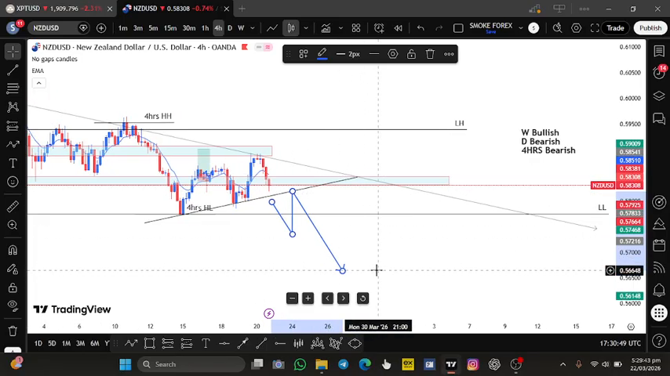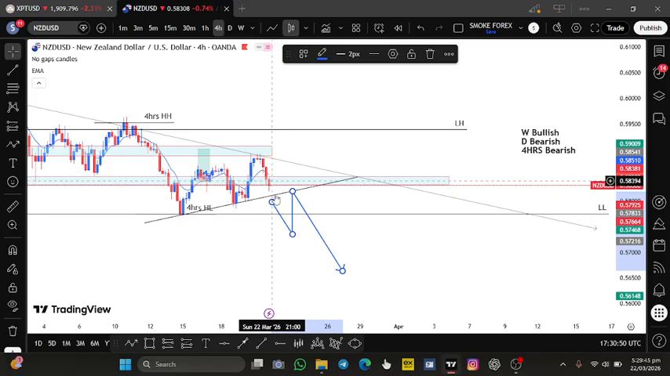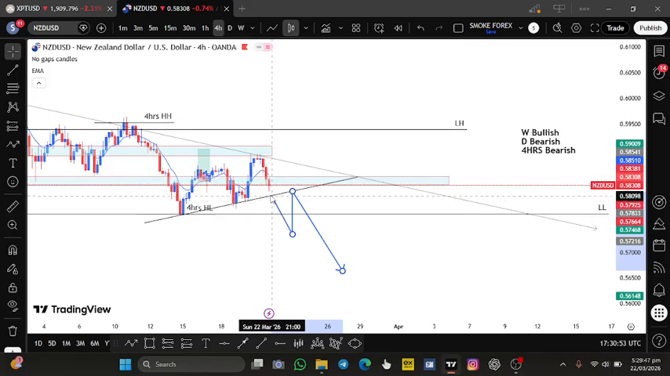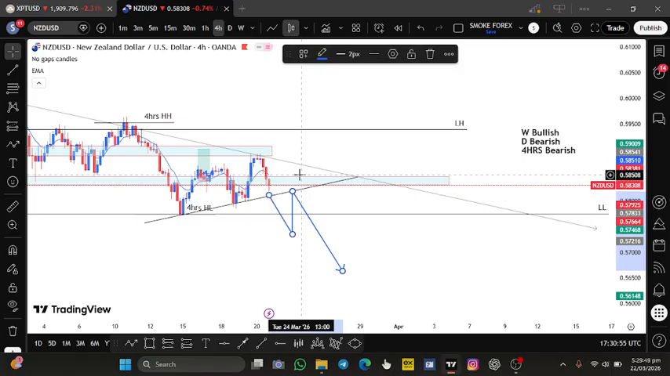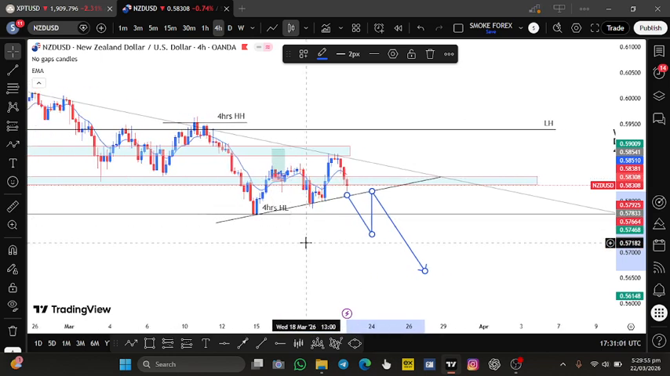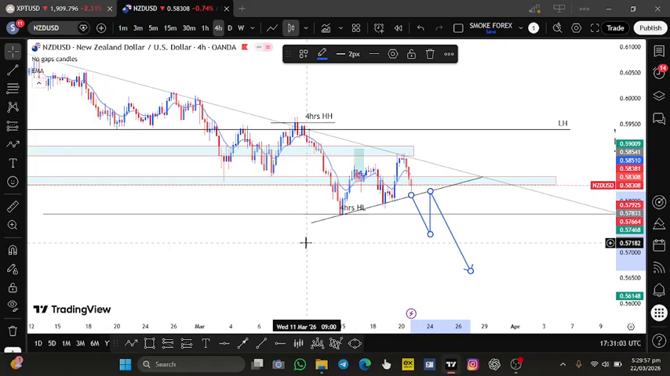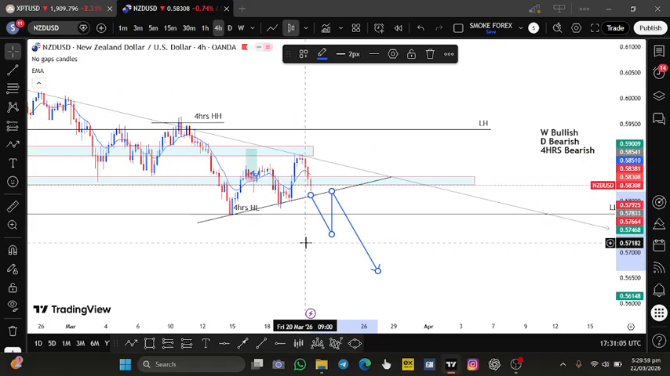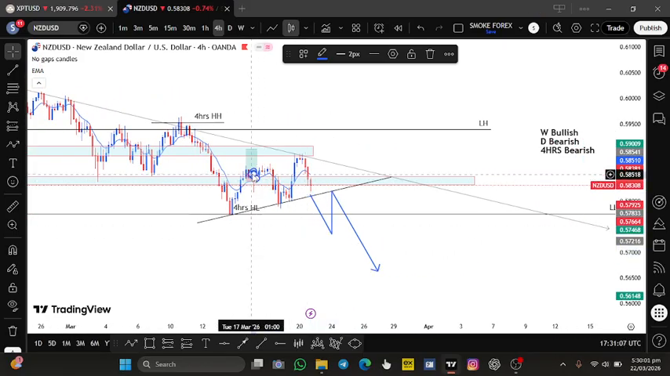That's for NZD USD. I do want to see price break this neckline and tap this area of interest, reject it, on the 4 hour time frame or on the 1 hour time frame, then I'm going to enter for NZD USD. So that's for NZD USD.